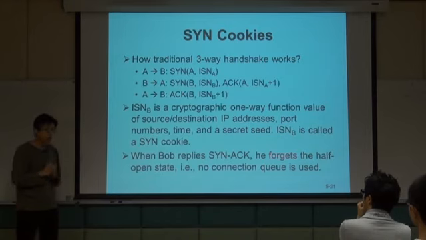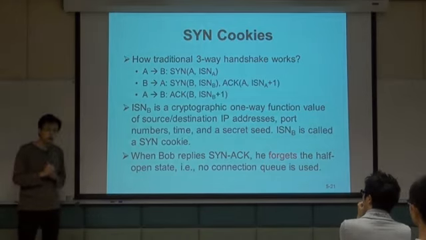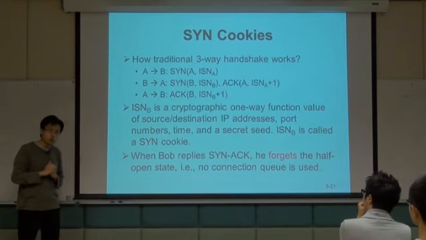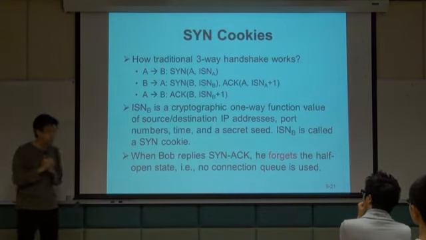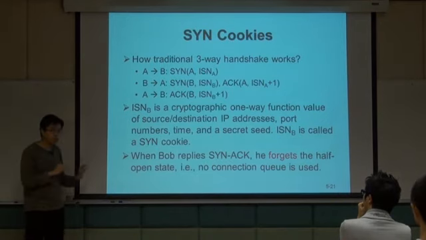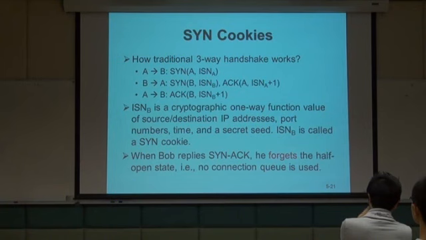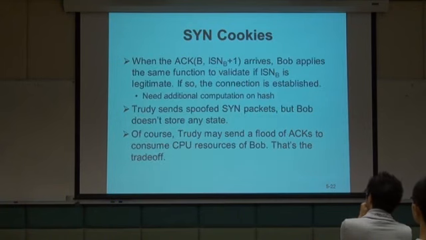Now the problem is, what happens to the normal connections? What happens if there's an ACK really coming? What happens if this really belongs to a legitimate connection? So how do I create the memory back? Okay, so this is the idea.